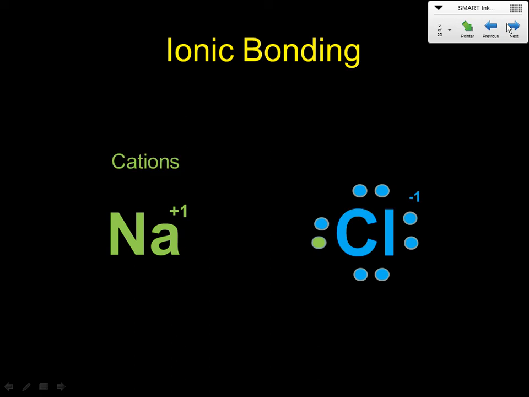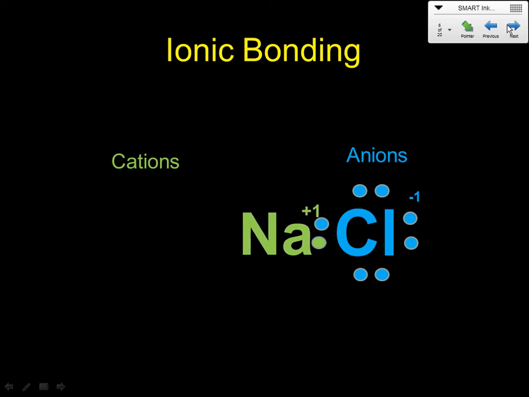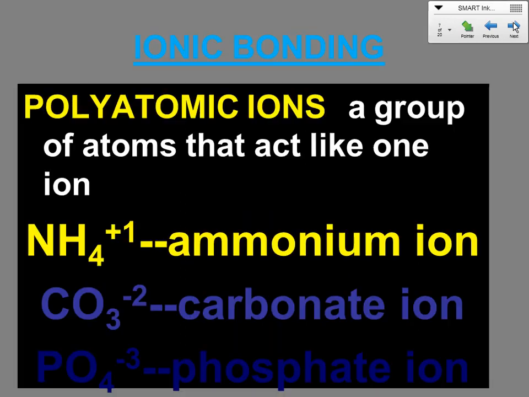The sodium is what we call a cation, and the chlorine is what we call an anion. Cations have positive charges, anions have negative charges. So now they're attracted to each other and they're going to stick together due to their opposite charges. And so we have formed a molecule of NaCl, or table salt.